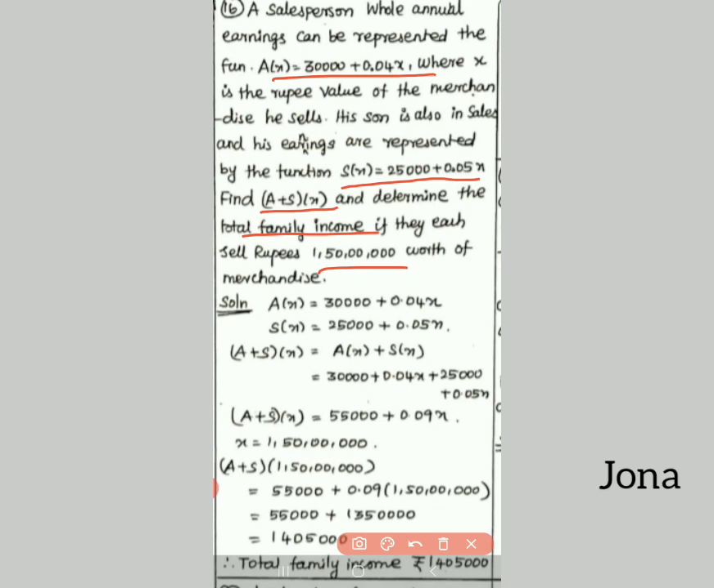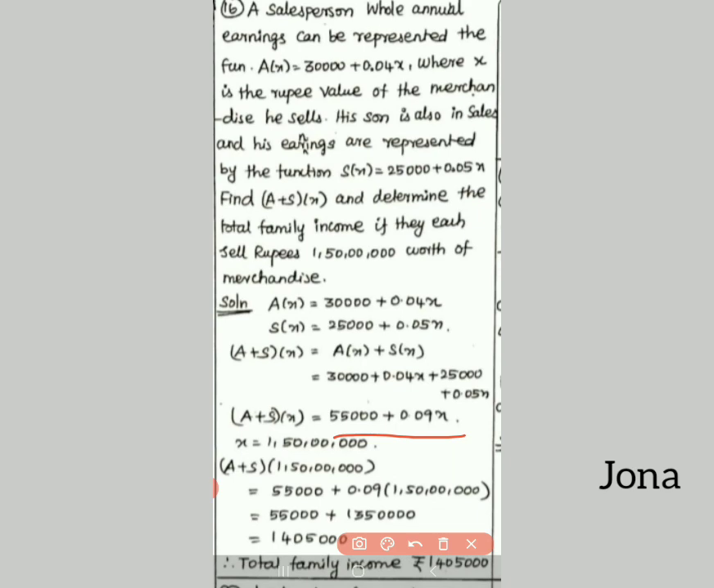So here A of x is given and S of x is given. We want to find A plus S of x, that means A of x plus S of x. Here A of x is 30,000 plus 0.04x and S of x is 25,000 plus 0.05x. If you add both, we get 55,000 plus 0.09x. This is the total annual earnings, A plus S of x.